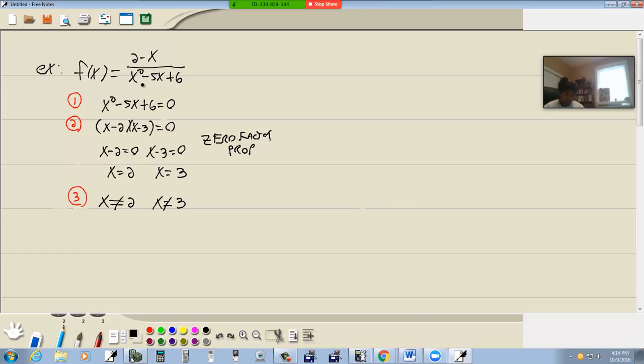If I were to put 2 back up here in my original problem, that's one that causes me issues. Now all I really care about is the denominator. I don't care about the top part.